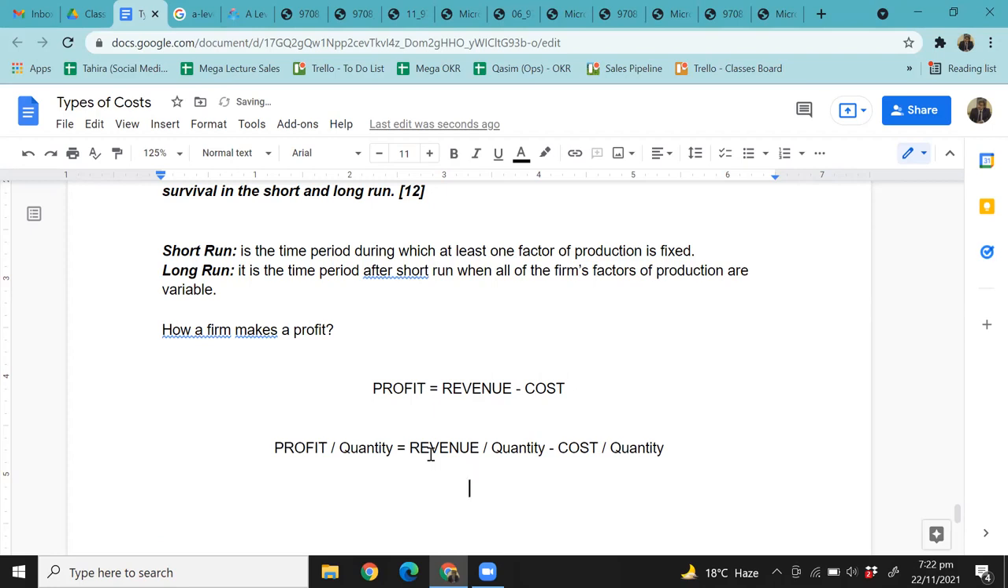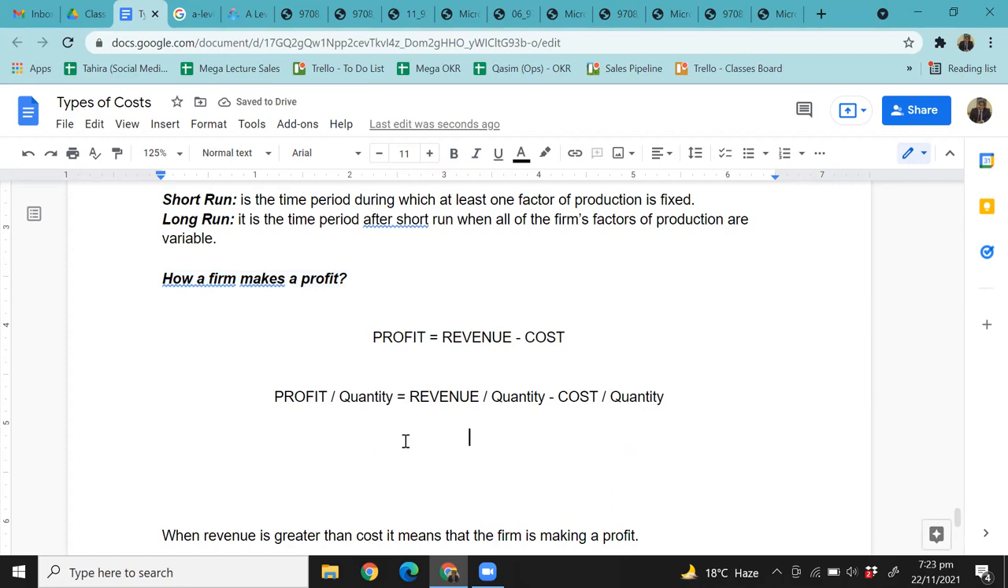Zaim, Preet, can you tell me? If I divide total profit by quantity, what will it give me? Who can tell me? What would be the word for that variable? Yeah. Come on, shouldn't be that hard. It will be, let's see if you got this, profit per unit. Excellent, right? So the profit per unit that you make is equal to what? It is equal to when you divide revenue by quantity.